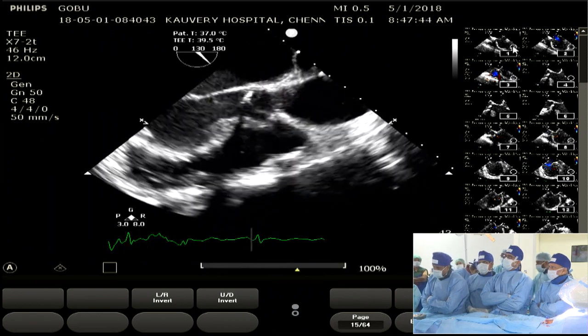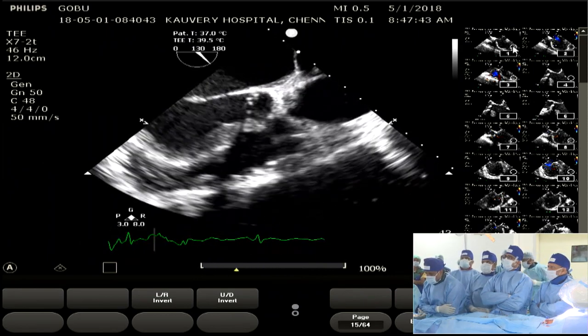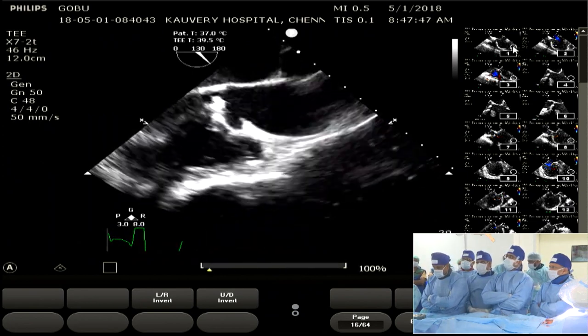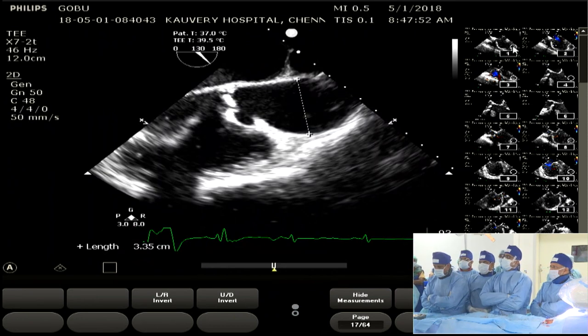And the ascending aorta is dilated as you would expect for a bicuspid valve, which I will demonstrate very shortly. But the diameter is not too big. We have measured the diameter at 3.5 max. So we are going to ignore the ascending aorta now.